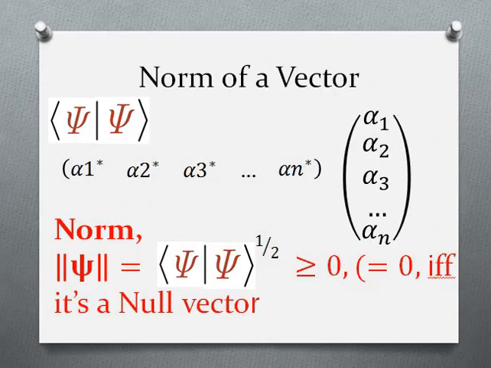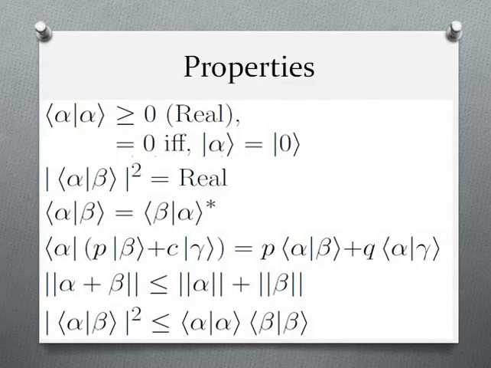Just like that, there are several such properties which are very easily understandable, you can prove them very easily, and they are very handy as well. So let me go through them one by one. The first one is just the one that we have just defined. That means the norm of a vector is a real positive quantity and it is 0 if and only if alpha is a null vector.